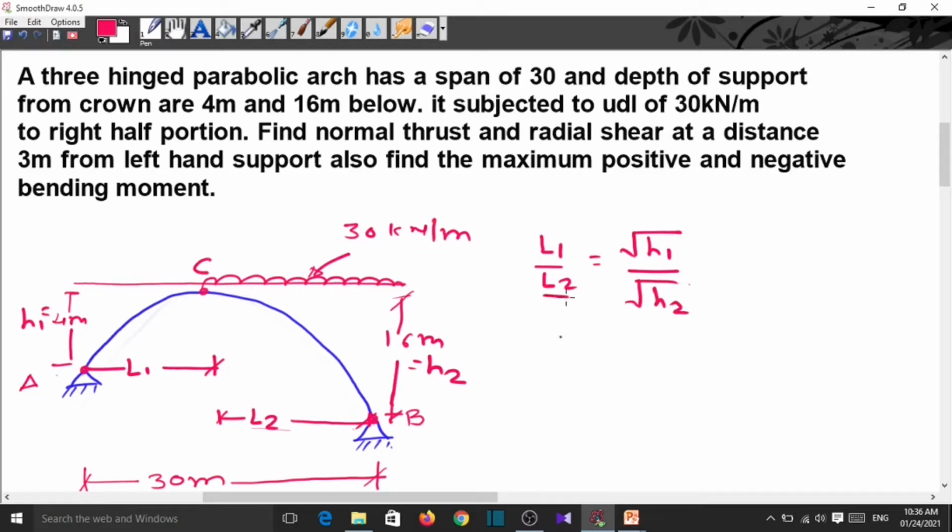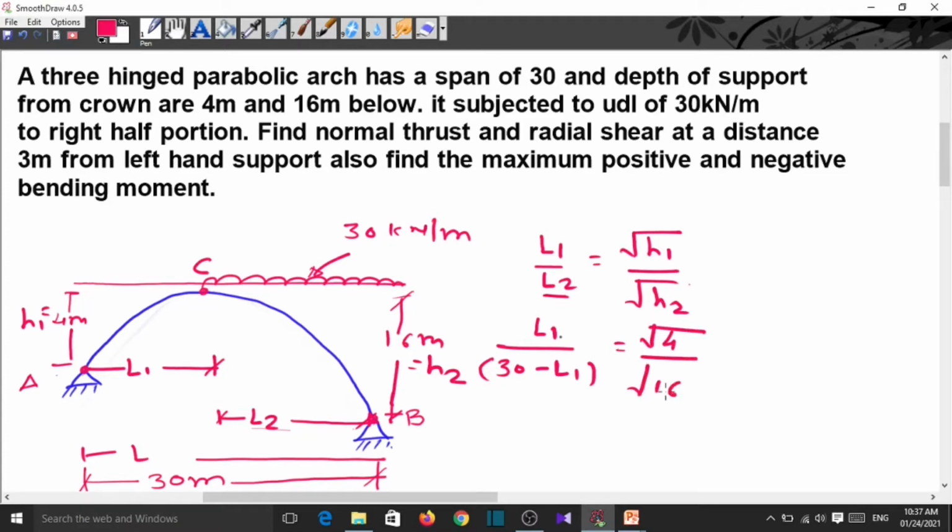Now we can replace this L2 by the total L minus L1. This is the total L, that is 30 meter. So L1 divided by 30 minus L1, the total span minus L1 gives L2, is equal to under root of H1, which is 4 meter, divided by under root of H2, which is 16 meter. If you solve this, we get L1 equal to 10 meter and L2 equal to 20 meter.